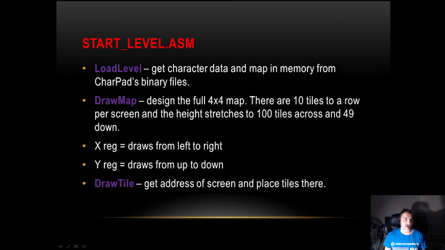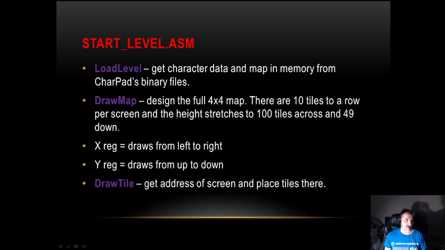Now we're into scrolling. For scrolling, you're first going to load a level on the screen. And this is going to be loaded from CharPad's binary files. And then you're going to draw it. Now we're going to be using a 4x4 map, which is essentially tiles arranged side by side. Tiles are like those little characters on your screen. I wrote here, there's 10 tiles to a row. The height stretches 100 tiles across and 49 down. And you can alter that for your own projects. And then we have the X, Y register, which you'll see in the code.